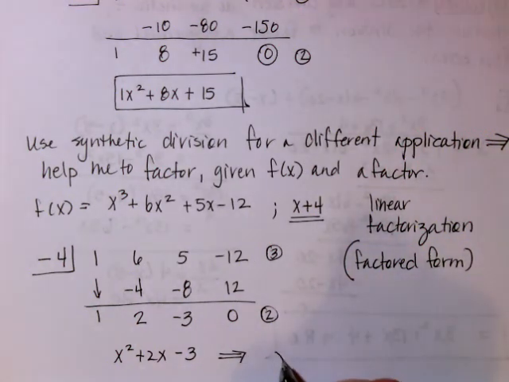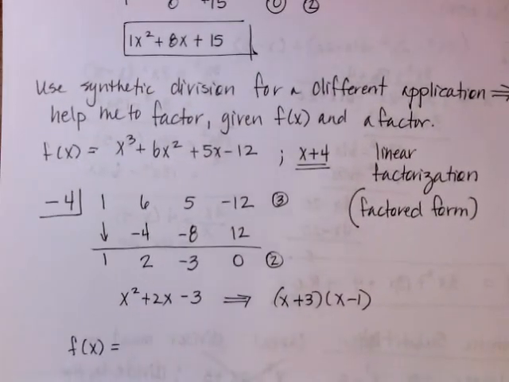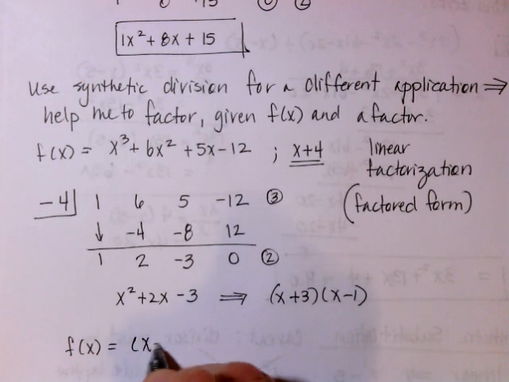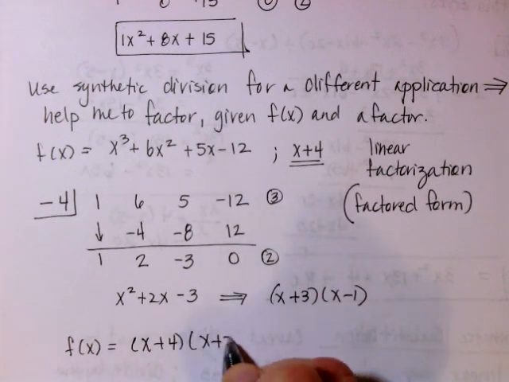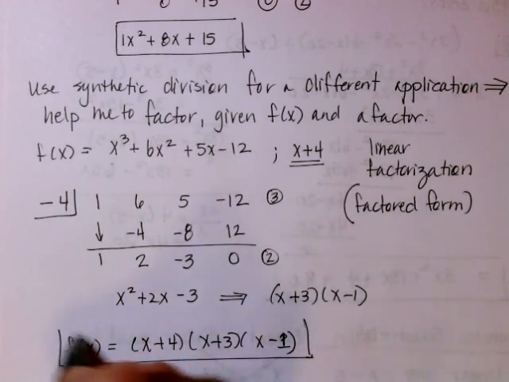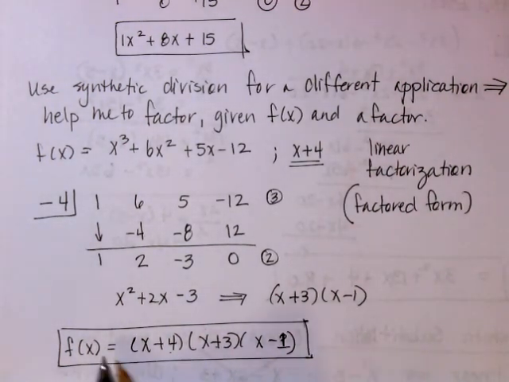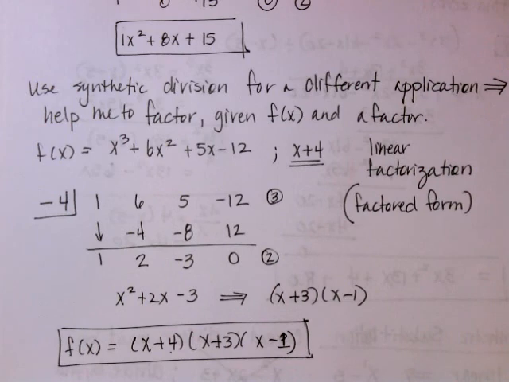I can factor that as x plus 3 and x minus 1. So now I know all 3 factors, and I could actually write what's called the linear factorization by writing down all the factors. There's the one that I was given, and here are the 2 that I found by doing my synthetic division. Sorry, that's bad handwriting. That's a 1. So this is the linear factorization. Each one of these is a linear factor, meaning it's raised to a power of 1. And if I actually redistributed all of these things, I would get my original function.